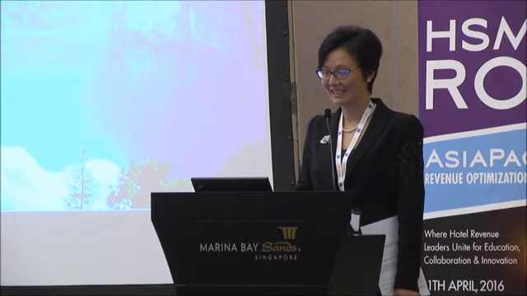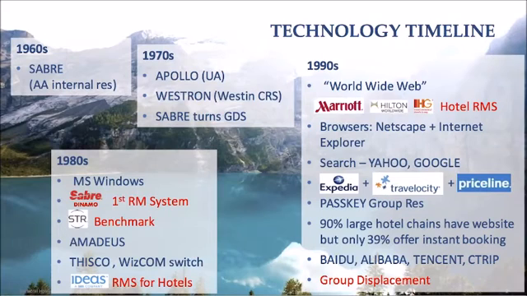Then we went to the 1970s. So we had Apollo, which later on became a GDS, but was at that time United Airlines. Then actually Westron was one of the first hotel groups' CRS, which was actually a West Indian system. And then towards the end of the 1970s, Sabre became a GDS by providing a system to travel agents to be able to book on it as well. And as I say, the list gets a little longer.